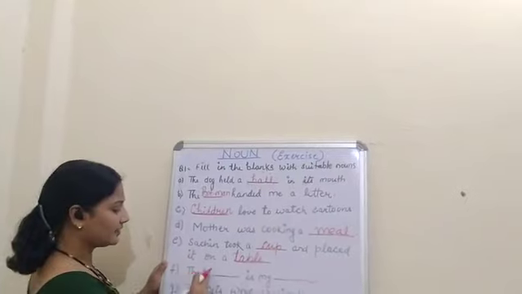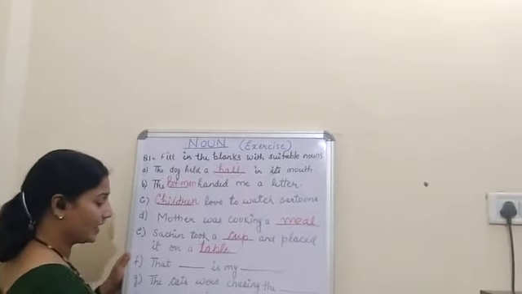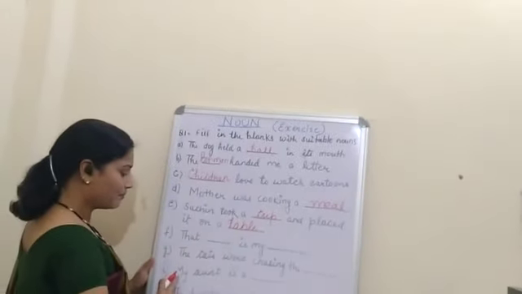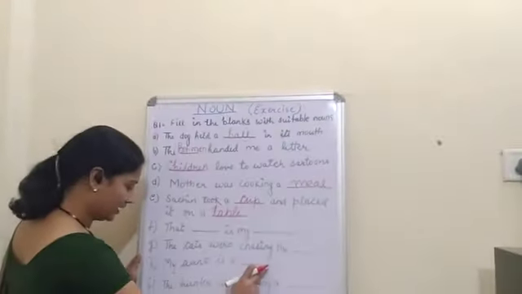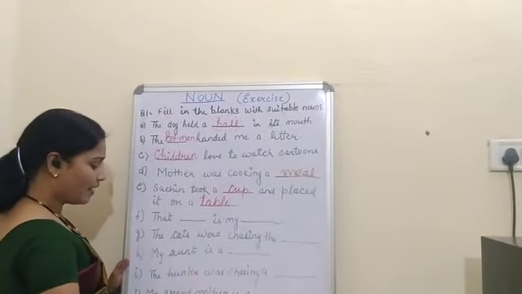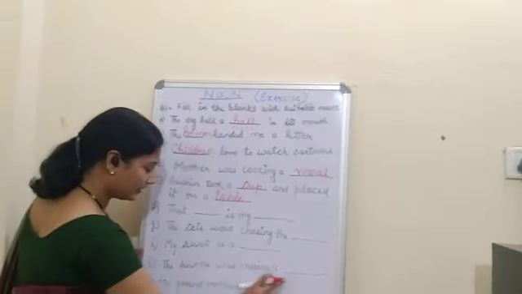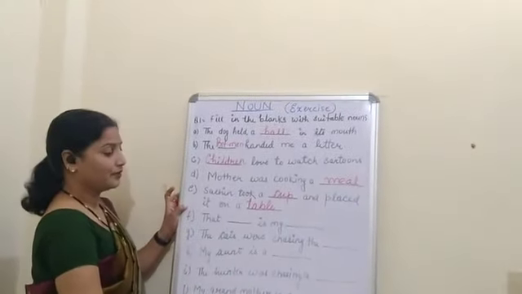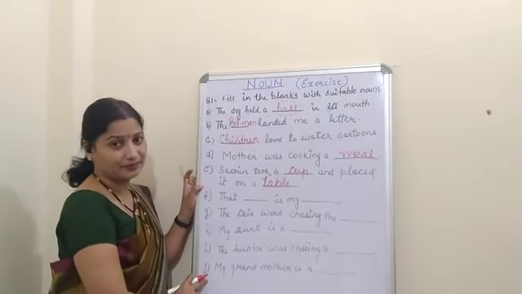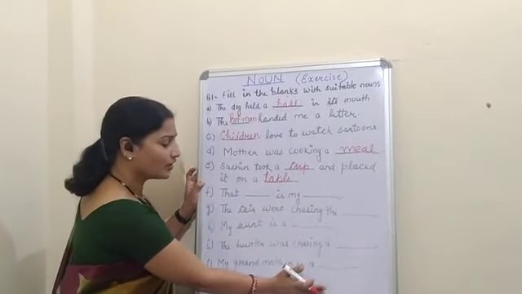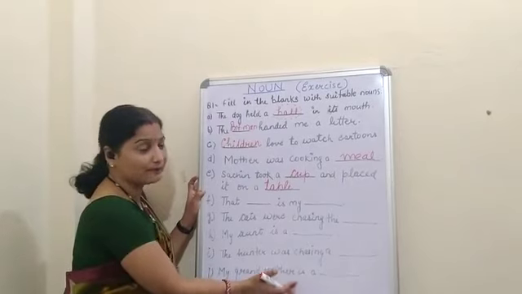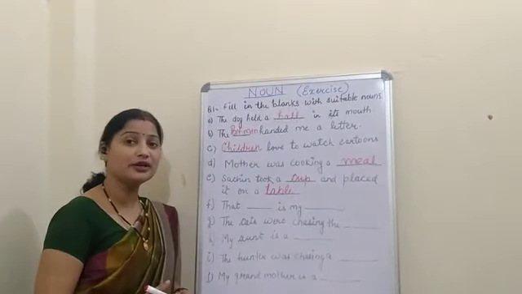Okay, that dash is my dash. The cats were chasing the dash. My aunt is a dash. The hunter was chasing a dash. My grandmother is a dash. These 5 questions will be done by you only, and you will fill in all of these. So all these 5 questions are just your homework. Now let us move to question number 2.